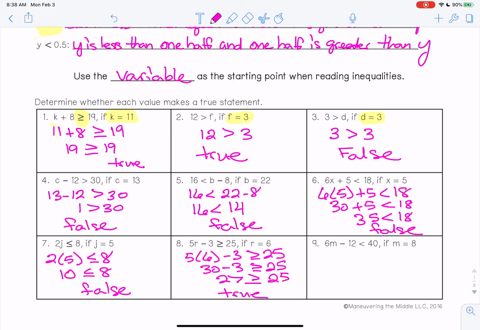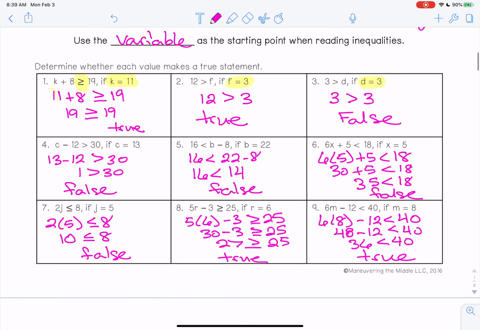And last but not least, we have m equals 8. So 6 times 8 minus 12 is less than 40. That gives us 48 minus 12. Oops, this is supposed to be an 8. 48 minus 12 is 36, and 36 is less than 40, so this is also true. Okay, pat yourself on the back if you got those correct. All right, moving on.